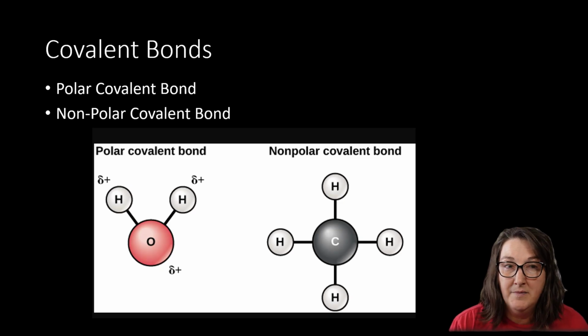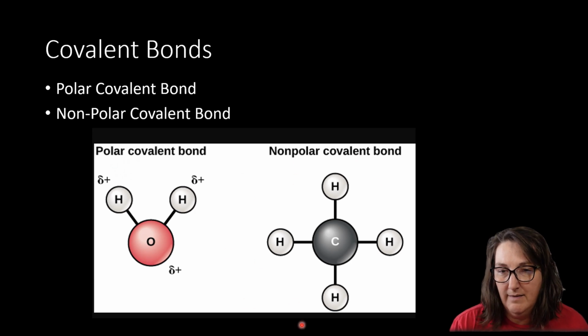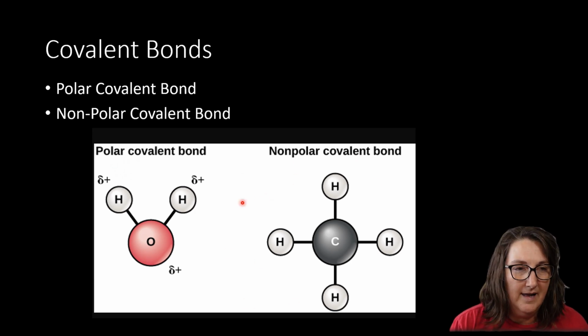There are two different types of covalent bonds. I have what's called a polar covalent bond and a non-polar covalent bond. Polar would be water, non-polar would be something like methane or something to that extent.